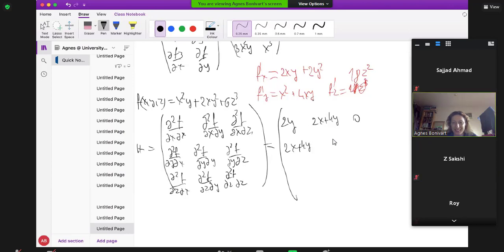Then 4y, yes, 4y. Next, 4x. With respect to y, 4x. Then 0, because it doesn't depend on z. Again 0, and again 0. Then 36z.